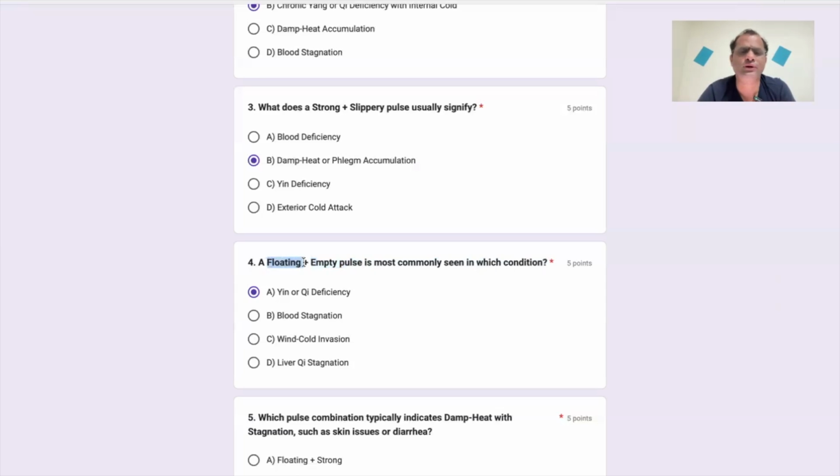So what is the meaning of floating? External. Out of these 4 conditions, which is external? Wind cold invasion. So external means wind cold invasion. When the pulse is empty and slow, it might be a cold condition. So wind cold invasion.